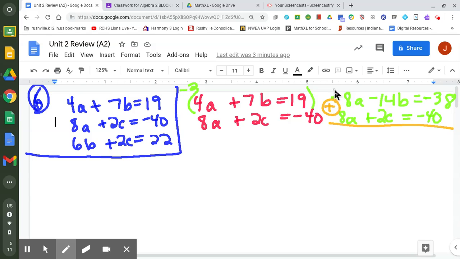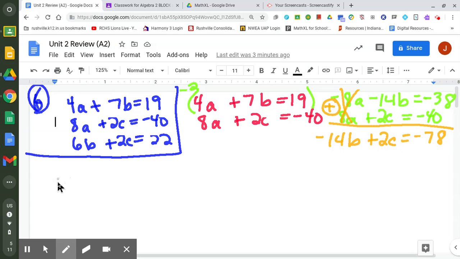So negative 8A plus 8A cancel. And I can't put these together because one's a B, one's a C. So negative 14B plus 2C, I'm just going to write them side by side. And then negative 38 minus 40 would give me negative 78. So now that I have an equation that has just a B and C, I'm going to use the equation over here that has just the B and C.